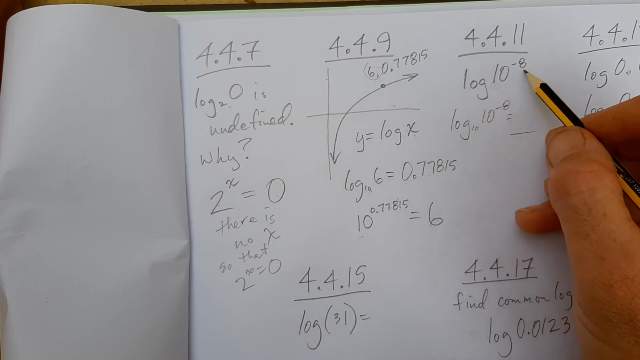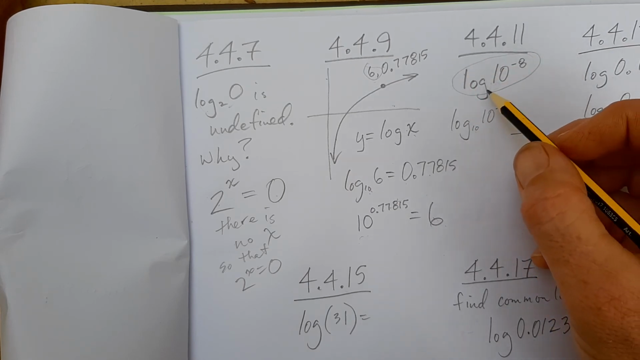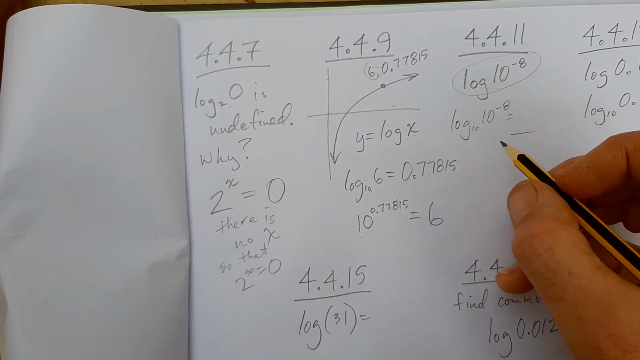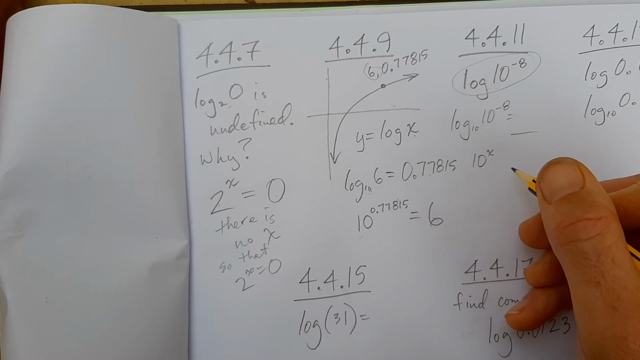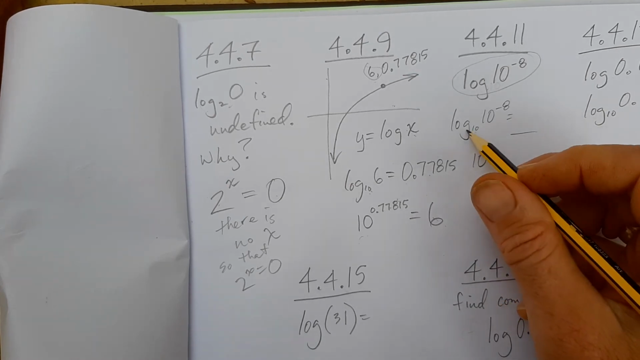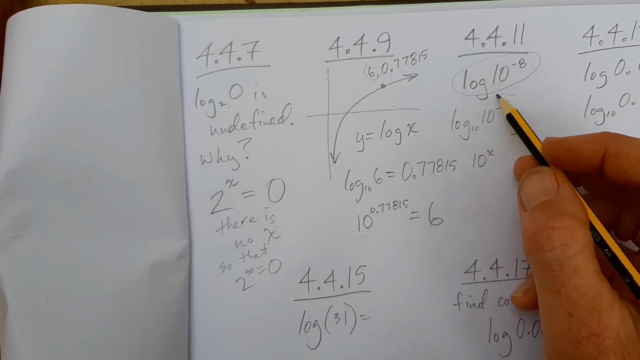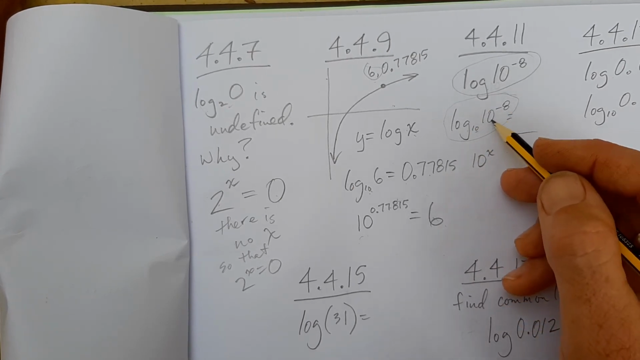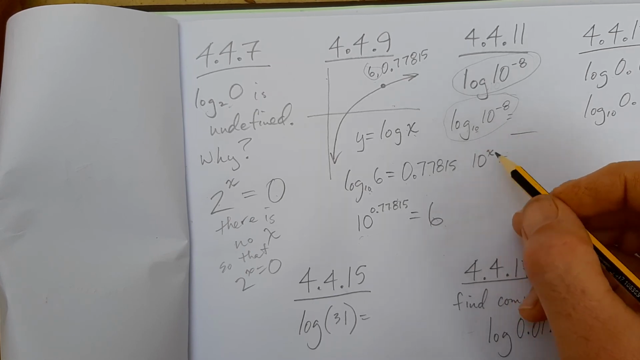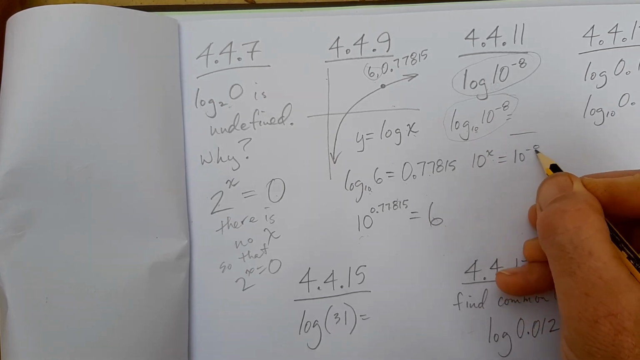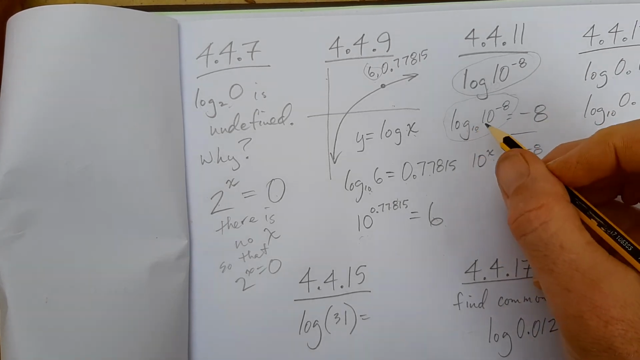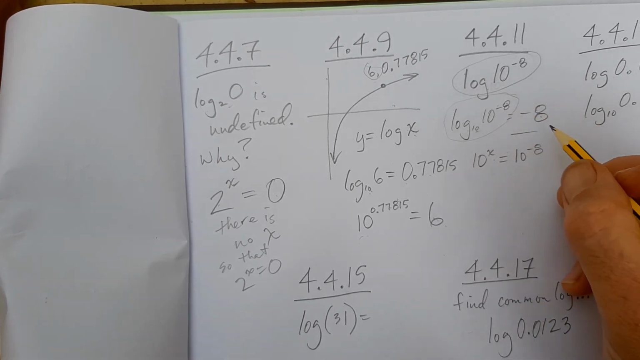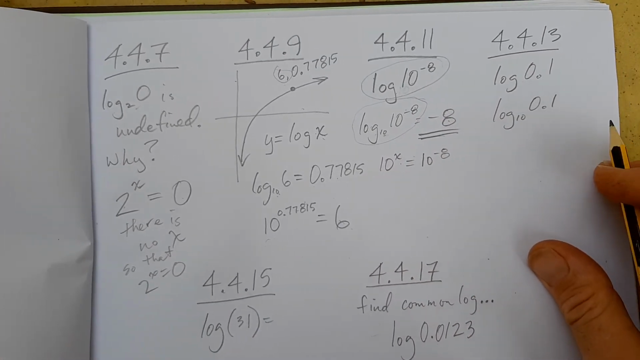Log, okay, so what about this one? Can you do this one? Let's do this without the calculator. Log base 10 of 10 to the negative 8. That means 10 to what power? Log is what power do I take 10 to get 10 to the negative 8? 10 to what power gives me 10 to the negative 8? Well, negative 8. Log base 10 of 10 to the negative 8 is negative 8. All right, kind of tricky.